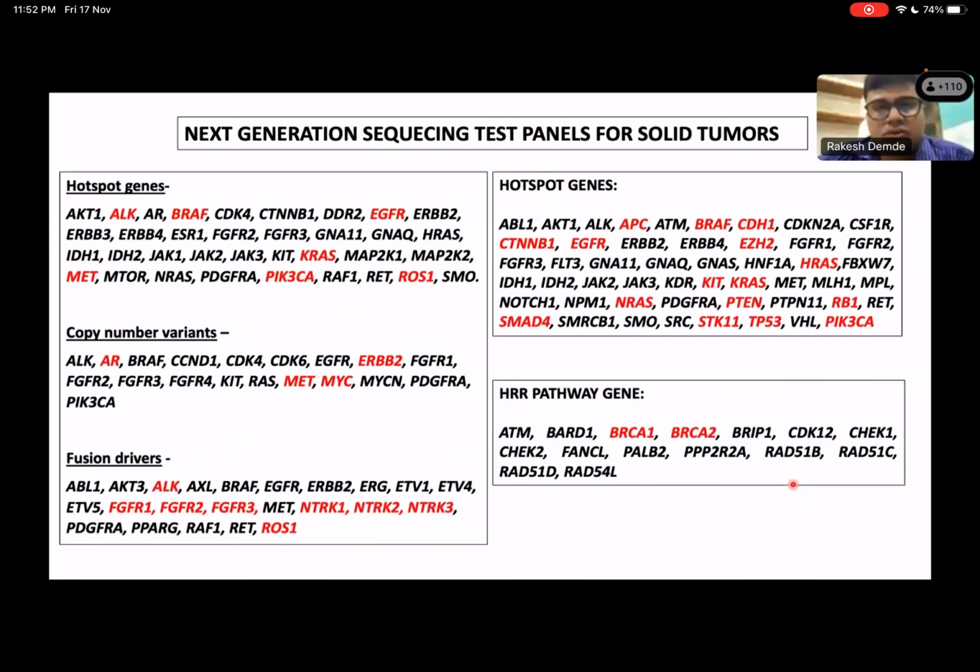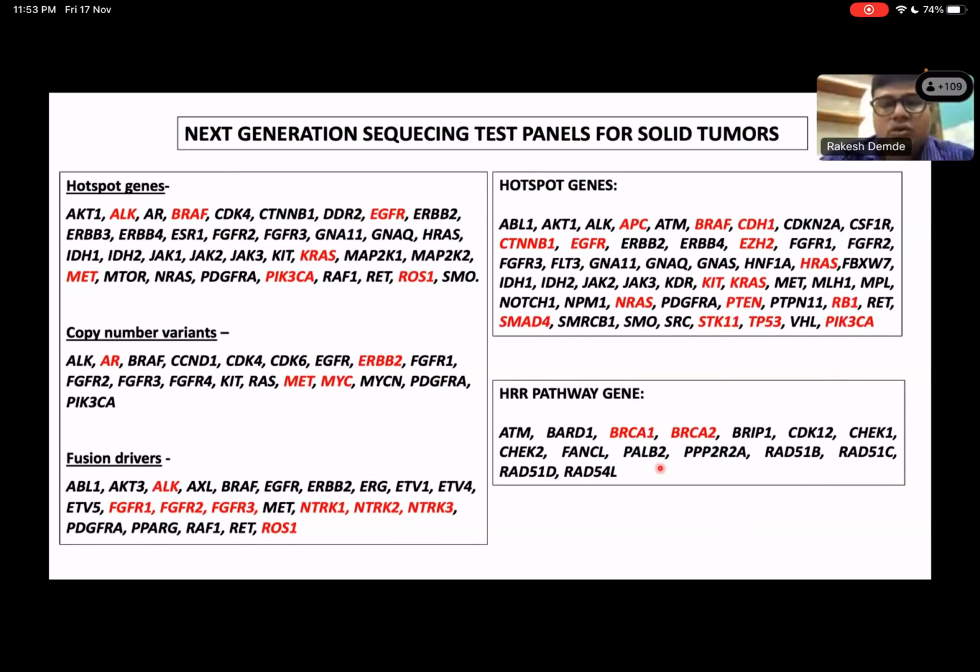These are the panels which are routinely used in molecular lab. All the red color genes are what we have discussed in these lectures, all the transcription pathway and the other hallmarks. So these are all covered. Apart from the discussed ones, there are other alterations which we can detect after next generation sequencing. You have the HRR pathway, where we have only spoken of BRCA2. There are other alterations also in the HRR gene pathway.